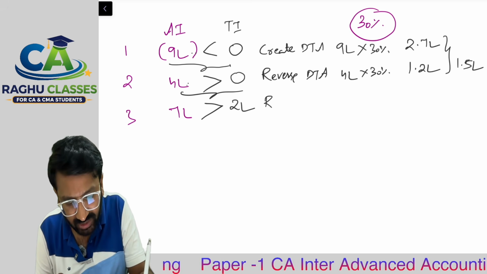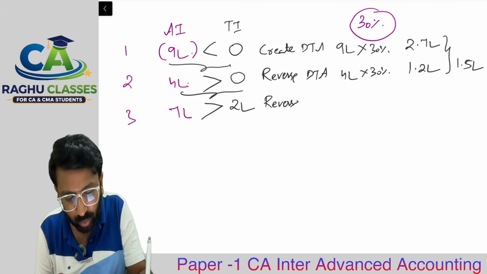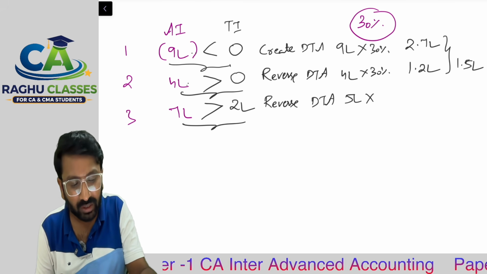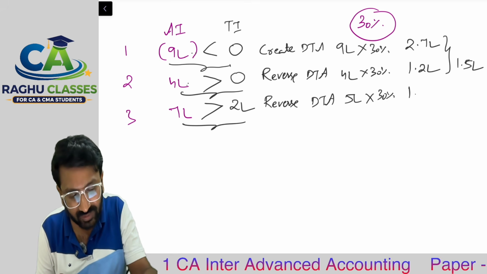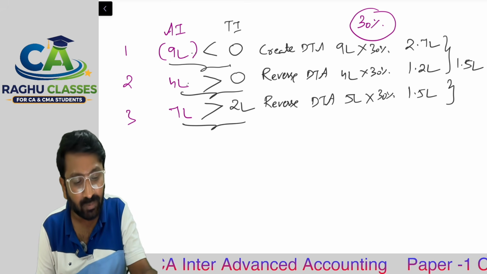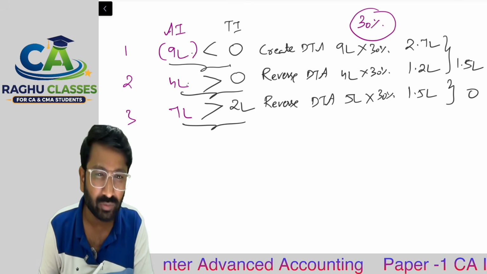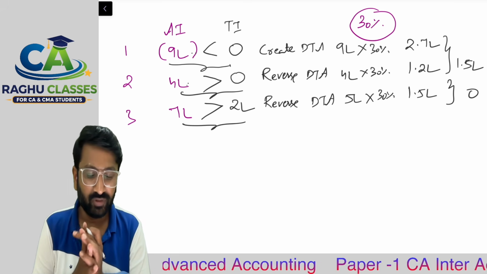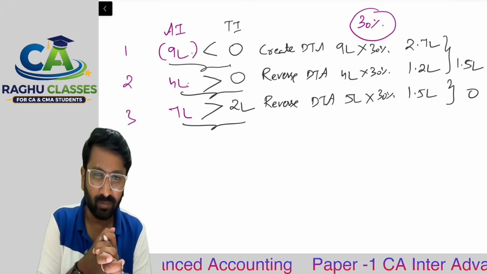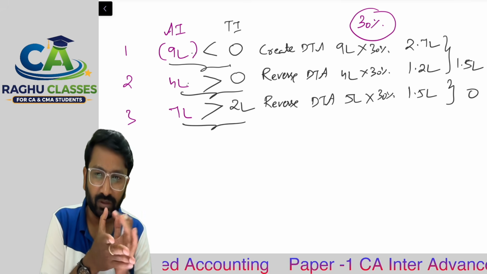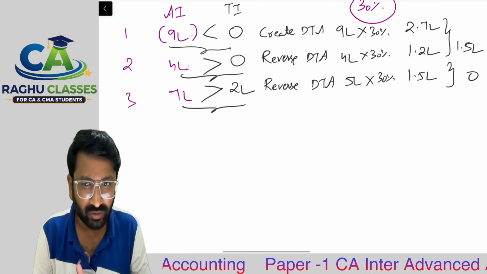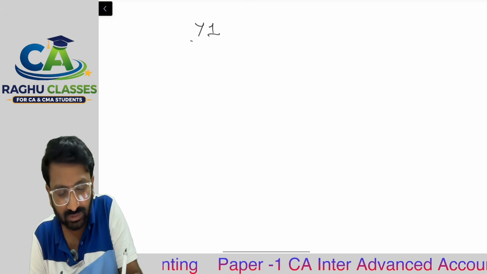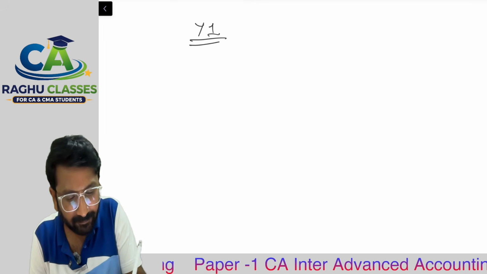So because it's responding differently, again I'm going to reverse DTA. So I'll take the difference again, which is 5 lakh into 30%. So I'll reverse 1.5 lakh DTL, which means in my balance sheet, DTL is going to become 0. Now, for this example, if I have to create my profit and loss account, let's create it for year number one. We'll just explain for year number one. So you should be able to do for year 2 and 3.